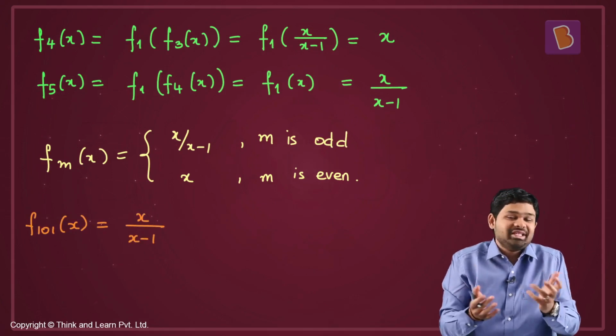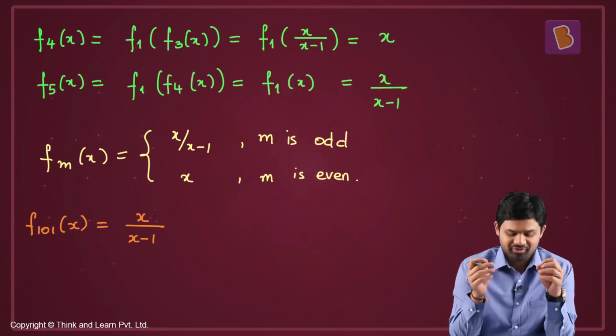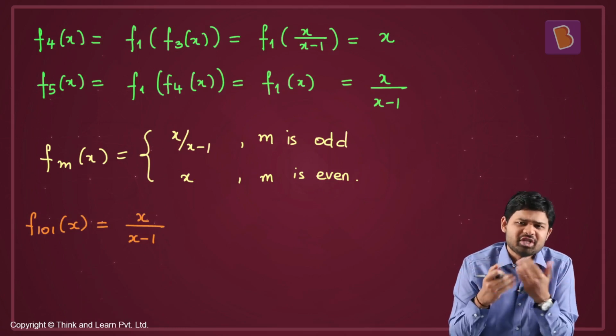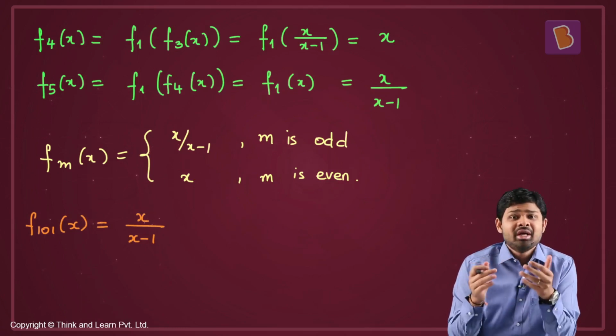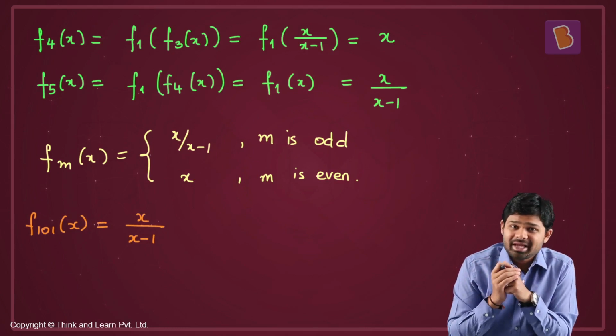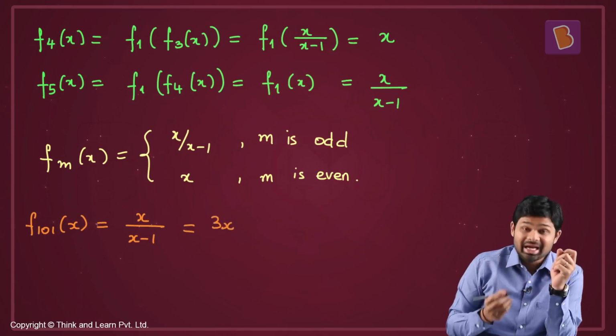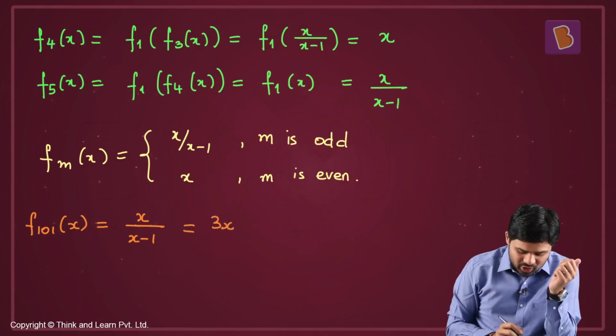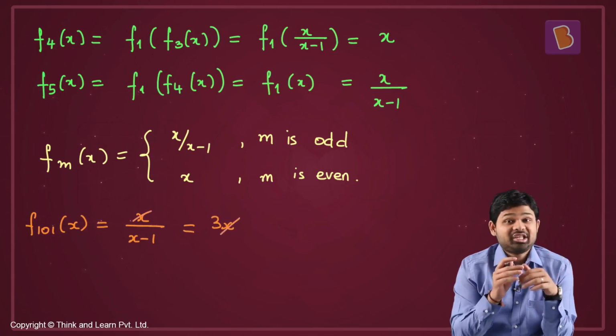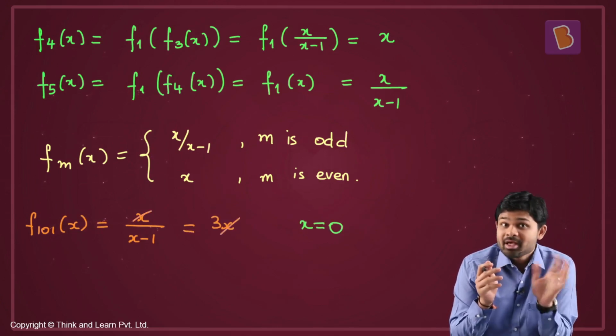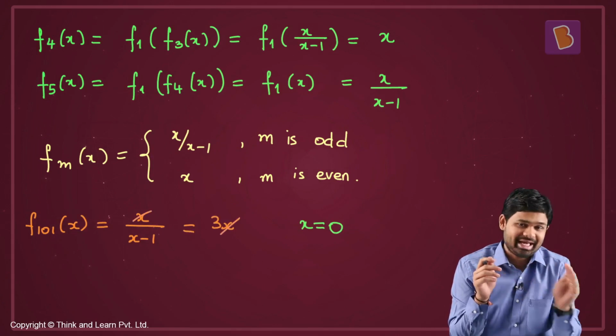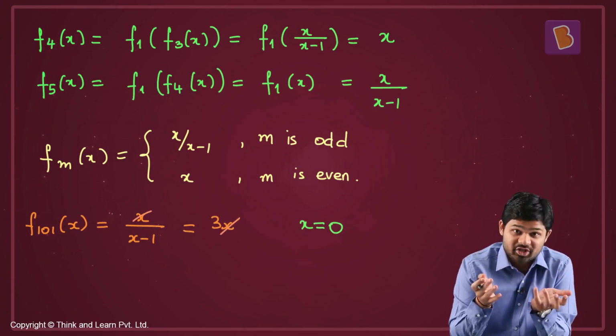So now I have a very simple linear equation to solve, in fact a quadratic equation, which I'm going to solve like a linear equation. Because I have x divided by x minus 1 equal to 3x, I can cancel out the x's if x were to be equal to 0. So if x is 0, that's one of the solutions. I cancel out the x's and then I have a linear equation to solve.